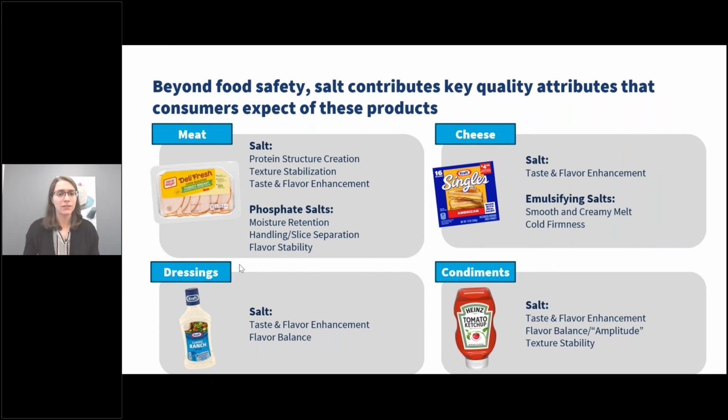Beyond food safety, salt also contributes key quality attributes that consumers expect of these products. Within deli meats, as alluded to earlier, salt interacts with protein to create and stabilize the texture, as well as, of course, contributes to the taste and flavor profiles. Further, deli meats also have phosphate salts. These allow for moisture and flavor retention, as well as allow for consumers to easily separate the slices from each other in the package.